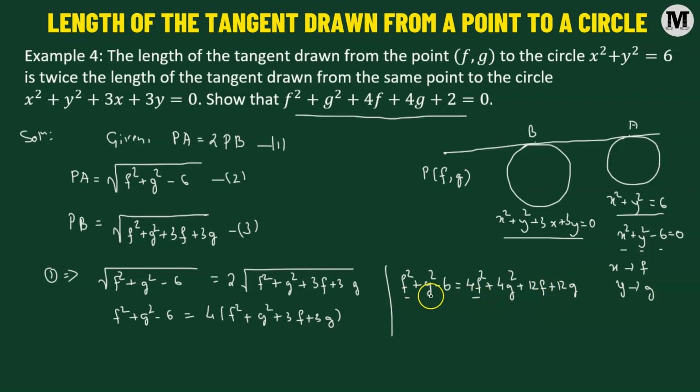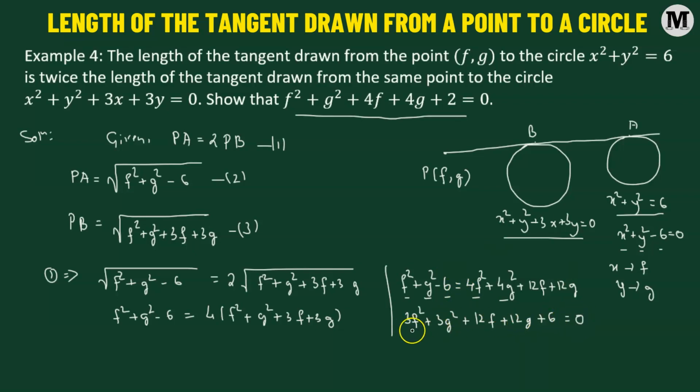Now 4f squared minus f squared, that's going to give us 3f squared. Then we have 4g squared minus g squared, that's going to be positive 3g squared. We have plus 12f plus 12g, and we'll transpose this negative 6 to get positive 6 equals 0.